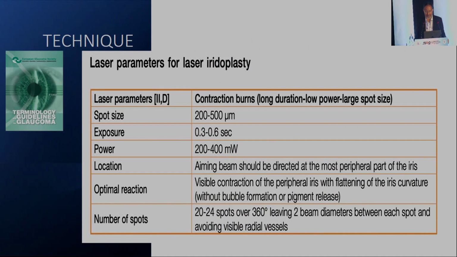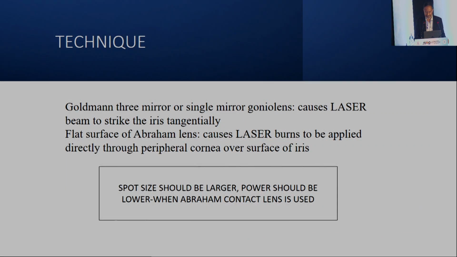What are the parameters from the European Glaucoma Society? The spot size is around 200 to 500 microns. The power is 200 to 400 milliwatts and exposure is 0.3 to 0.6 seconds. Location: aiming beams are directed to the most peripheral part of the iris. Optimal reaction is visible contraction of the peripheral iris with flattening of the iris curvature, without bubble formation or pigment release. You aim for 20 to 24 spots over 360 degrees, leaving 2 beam diameters between each spot and avoiding visible radial vessels.